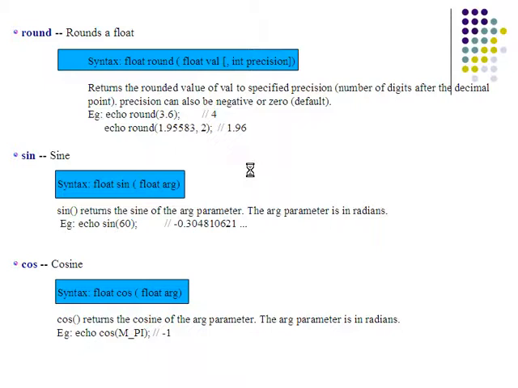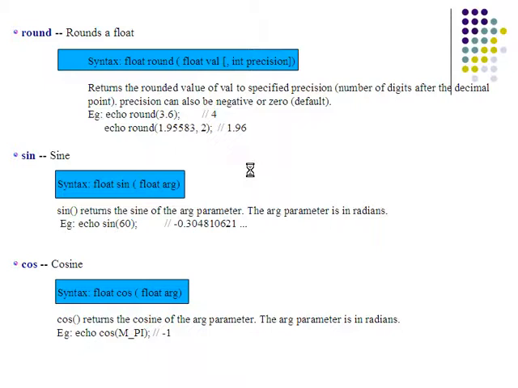The next function is sine. While we are doing operations related to trigonometry, we can use these functions. The sine function returns the sine of the argument parameter. The argument parameter should be in radians. So whatever radian value we pass as an argument to the sine function, it returns the corresponding sine value of that radian. Here I passed the value 60, sin 60, and we got the value.